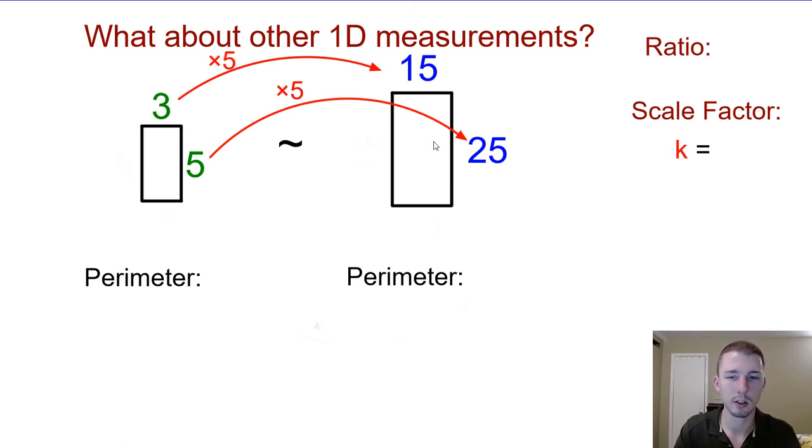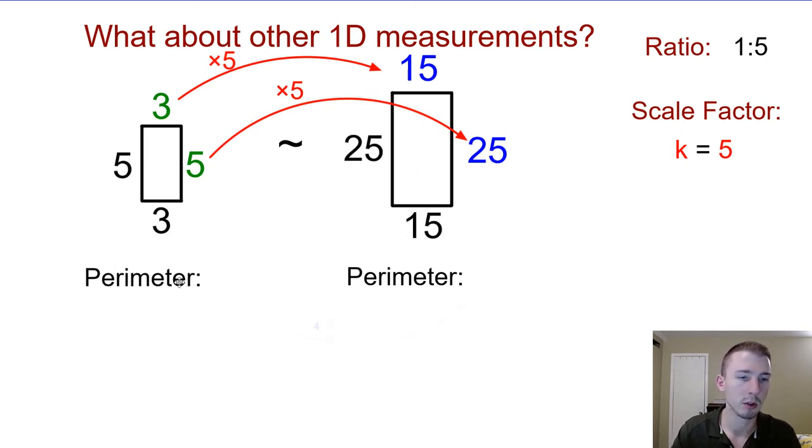Our scale factor is going to be 15 divided by 3, which is 5. In other words, our ratio would be 5 to 25 or 1 to 5. Okay, so you got your ratio, you got your scale factor. So what's the perimeter? Well, that would be 3 and 5, right? This one's going to be 15 and 25. So the perimeter of our small one would be 16, and the perimeter of our big one would be, I think it's 80? Yeah, 80.